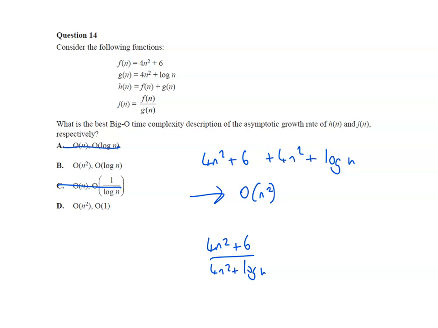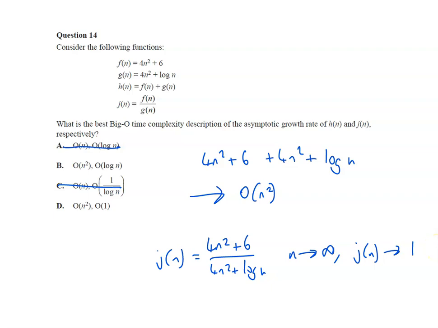We have to consider the top and the bottom of these things as n approaches infinity. And again, as n approaches infinity, the 4n squared becomes so much larger that both the 6 and the log n terms become irrelevant. So we would say as n approaches infinity, what we're going to call this was j of n, wasn't it? j of n equals this. We would say j of n approaches 4n squared on 4n squared, which approaches 1.